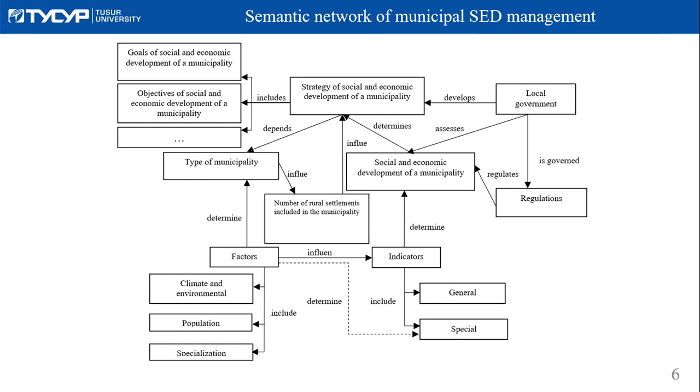Based on the semantic network shown on this slide, it should be noted that the social and economic development strategy of a municipality depends on its type, its current level of social and economic development, and the number of rural settlements included in the municipality. The set of indicators for assessment of municipal social and economic development are interdependent, which should be taken into account when developing the model of municipal social and economic development. At the same time, the semantic network doesn't make it possible to determine the state of connection between indicators, which means that the type of relations can be described using the tools of cognitive modeling.